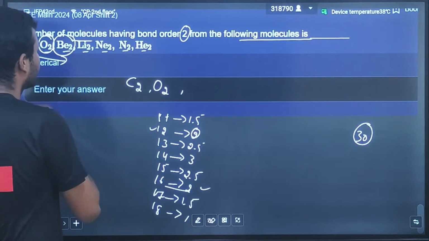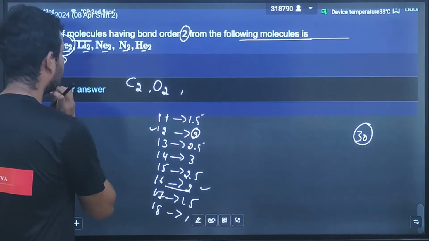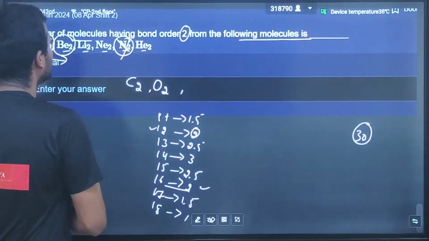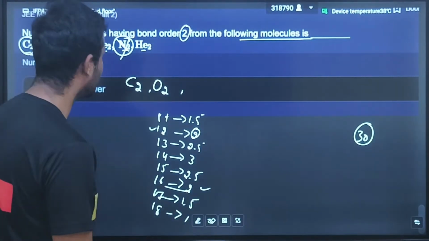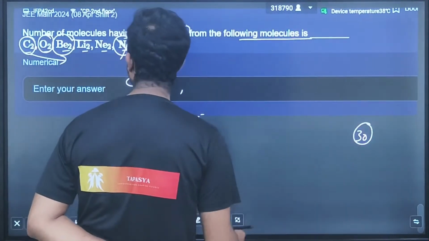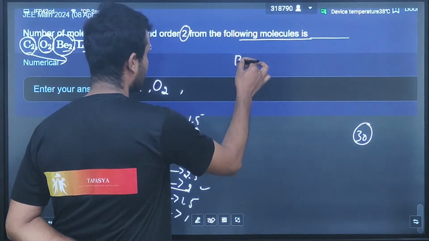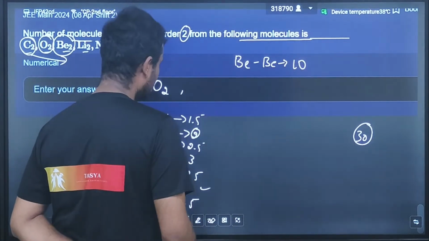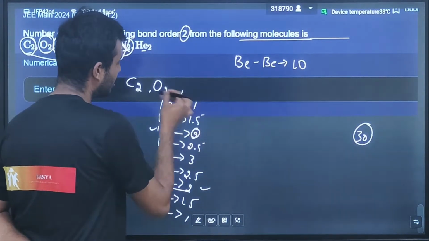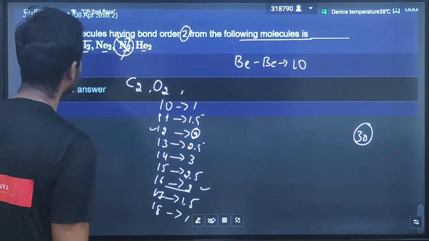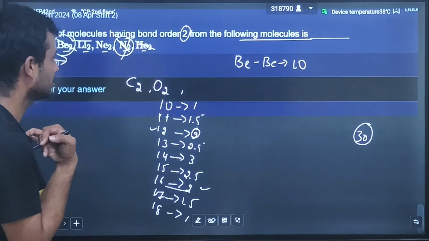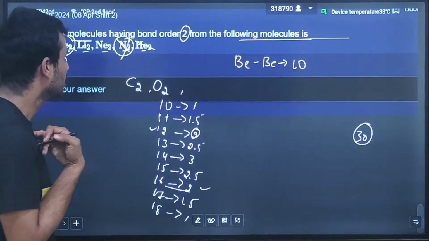Then Be2, Li2, Ne2. Now we need to calculate those. N2 has a total of 14, so it does not have bond order 2. Now my question is Be2, Li2, Ne2. How to calculate that? Be2 has 8 electrons, 10 electrons, if 10 is there then bond order 1. So Be2 is a wrong answer. Now Li2, and why does He2 not exist?